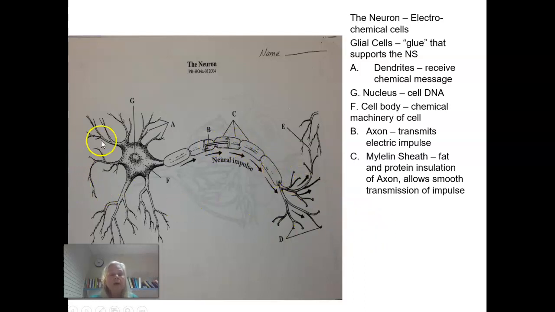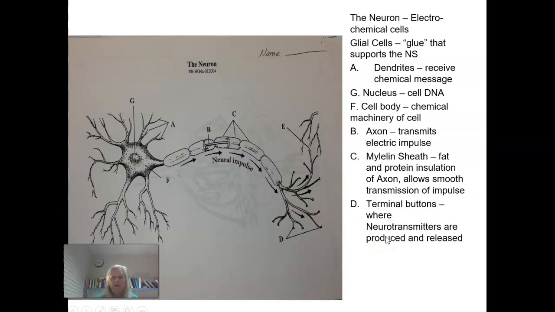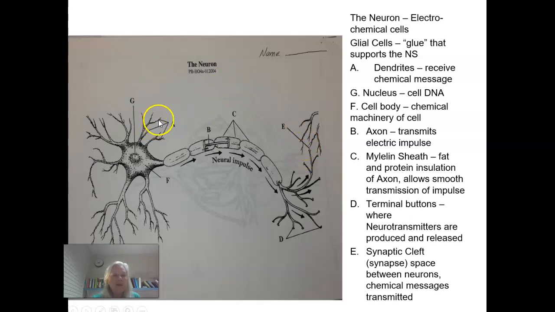Now keep in mind, this neuron can be anywhere from microscopic to 3 feet long, depending on what it is. The terminal buttons are where the neurotransmitters are produced and released, and then they're released across here, the synaptic cleft, back into the dendrites of the neighboring neuron, which are illustrated here with the letter A. So that's the basic structure of the neuron.